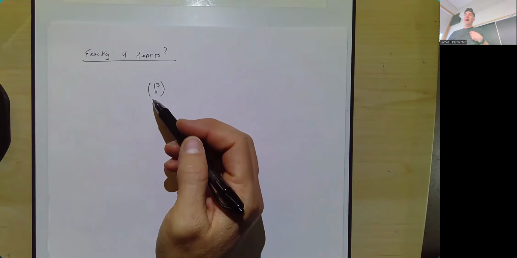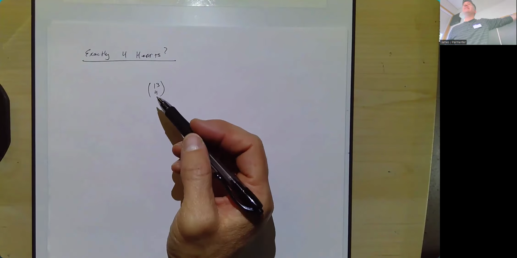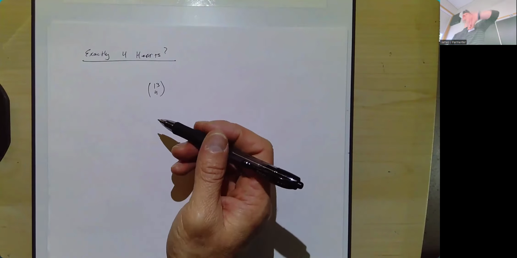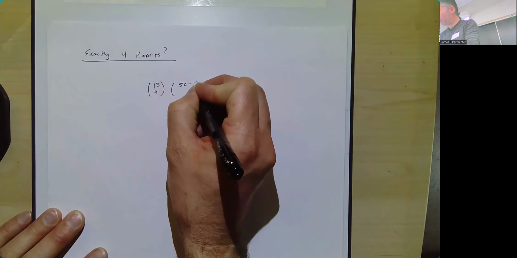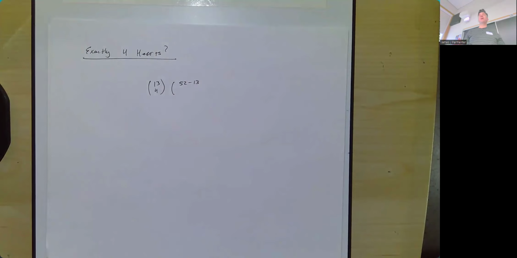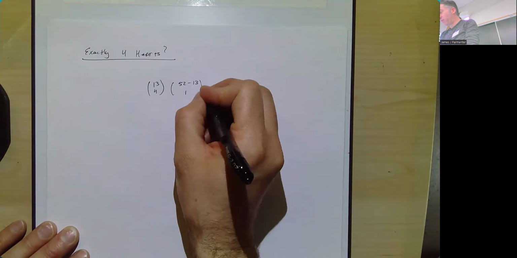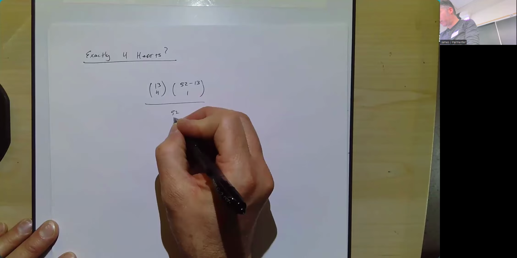Not all 52. I don't want to pick another heart. 52 minus more than 4. Because I'm not just excluding these 4 hearts I picked. I also don't want any of the other hearts I didn't pick. 52 minus 13. Because there's 39 other cards in the deck that aren't hearts. And from those 39 cards, we're going to pick one of them. Divided by 52 choose 5.